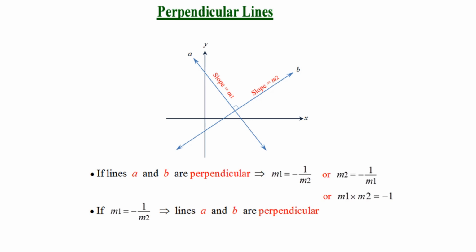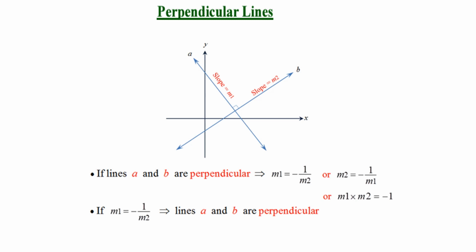And perpendicular lines. If the lines intersect at exactly 90 degrees, the intersecting angle is 90 degrees, then the lines are perpendicular lines. So what about the slope of the lines? The slope of the first line is the negative reciprocal of the slope of the second line. So M1 is negative 1 over M2. Or another way we can say, the slope of the second line is the negative reciprocal of the slope of the first line.